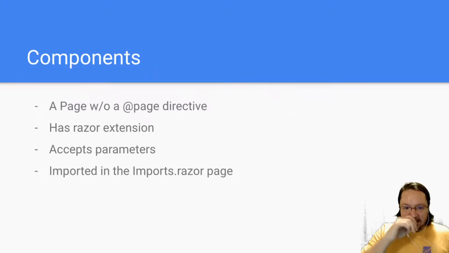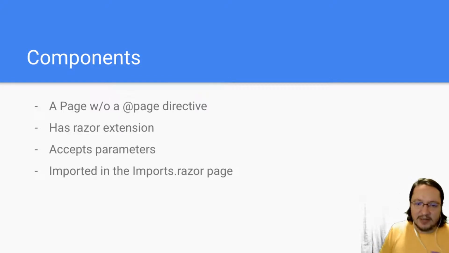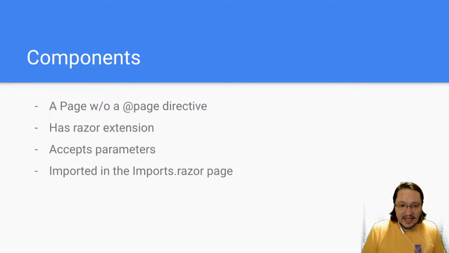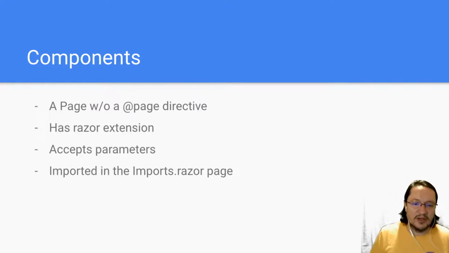And then what we're all here to see, or at least what I'm here to talk about, is components. So really, a component is a page without a page directive. It looks and acts, well, it doesn't act, but it looks really similar. A lot of the stuff that you can do in a page, you can do in a component, and you can turn a component into a page if you add a page directive at the top with a route. All right, it does accept parameters.